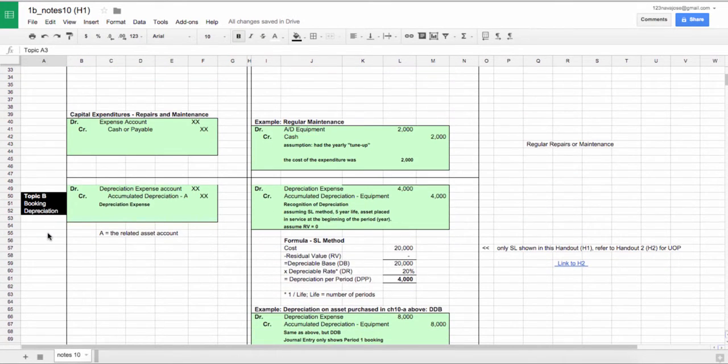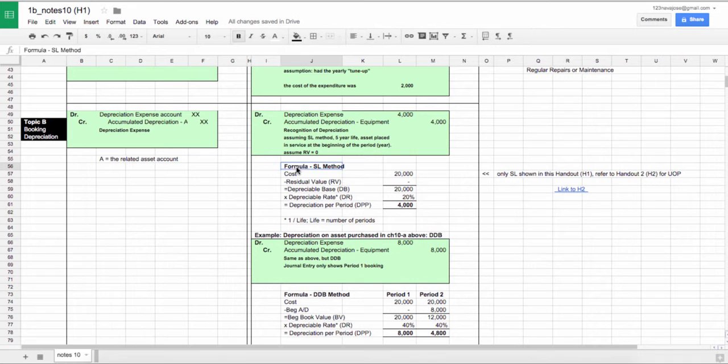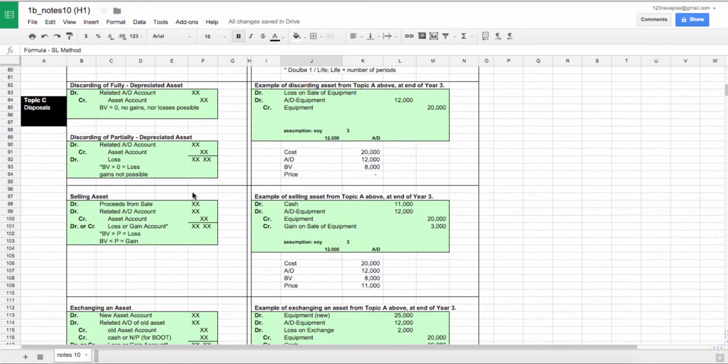Then I'll go to topic B, which will be depreciation, and here I'll be talking about the straight line method as well as the double declining balance method. And then finally, topic C will be disposals: discarding a fully depreciated asset, discarding a partially depreciated asset, selling the asset, or exchanging it.